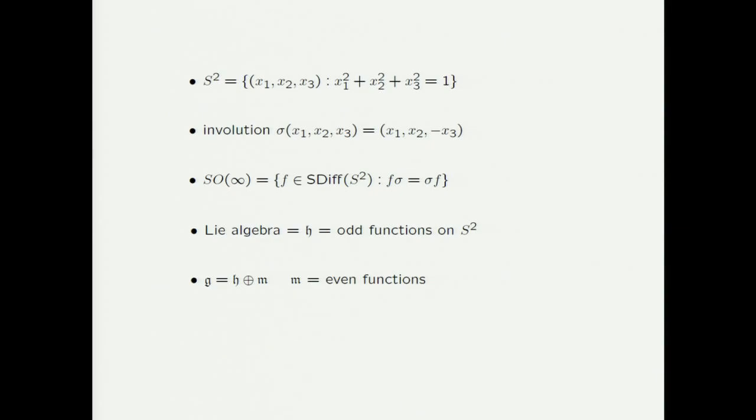So the Lie algebra consists of the odd functions, because this involution takes the symplectic form to its inverse, to minus itself. And so to get the vector field from the function, you use the symplectic form on the derivative. So if the function is odd, then the vector field is even, and therefore commutes with the involution. And if I decompose the Lie algebra of SU infinity into the Lie algebra of SO and its orthogonal complement, then these are the even functions.